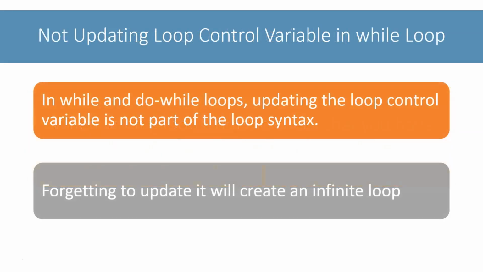The most common mistake I have seen students make is forgetting to update the loop control variable when writing a while loop. In while and do while loops, updating the loop control variable is not part of the loop syntax. So it is very easy to forget it and create an infinite loop. Let me show you an example of this mistake in BlueJ.